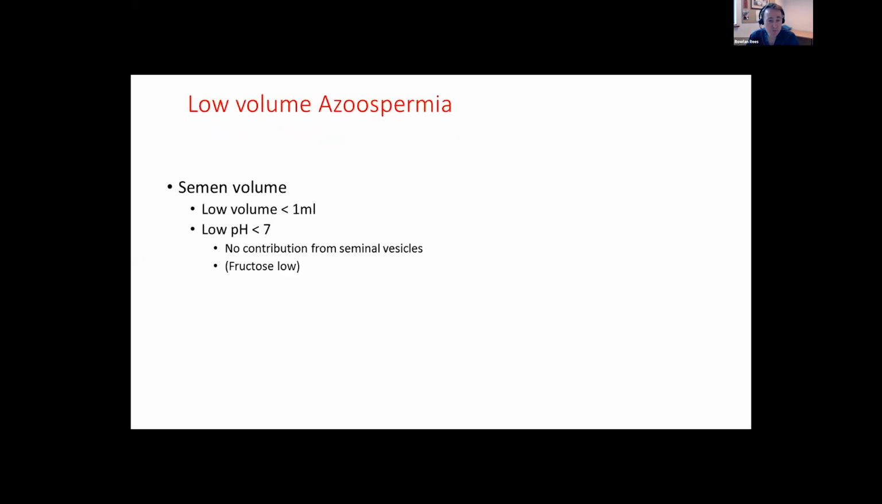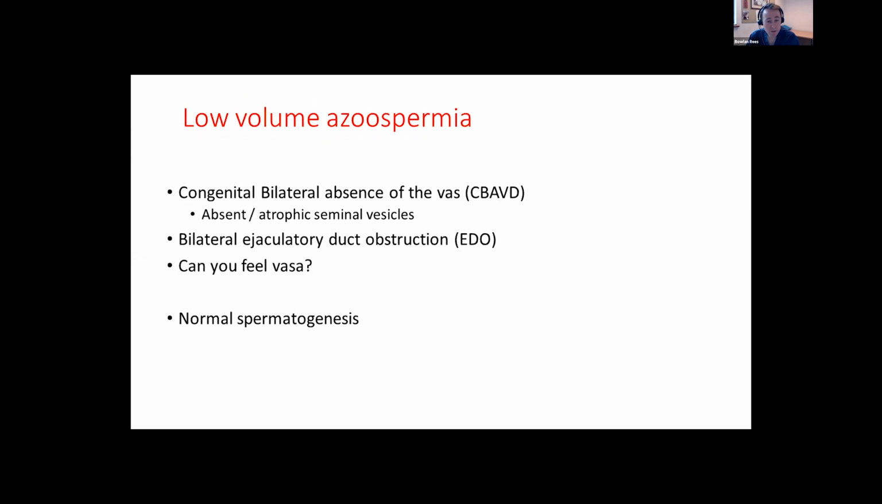So if you think they're obstructed, then we need to look at the semen volume to start with. Low volume azoospermia, less than 1 mil, with a low pH, is suggestive of a problem at the prostate level, and we are therefore thinking whether or not there may be ejaculatory duct obstruction. We don't really use fructose concentration routinely anymore, but that would be low in these men if it were investigated. So the causes of low volume azoospermia may be congenital absence of the vas deferens, where the seminal vesicles have also become atrophic, or bilateral ejaculatory duct obstruction.